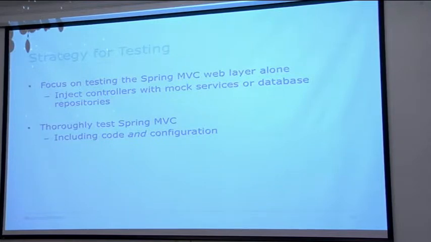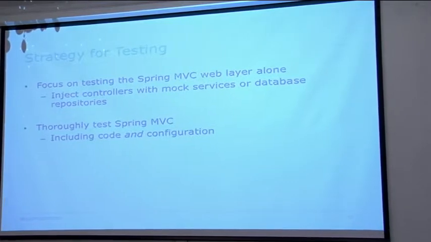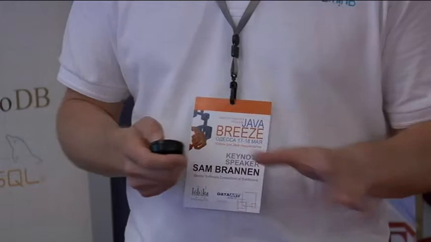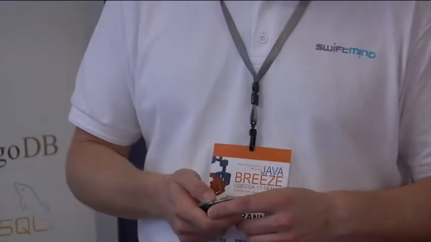And you want to thoroughly test your Spring MVC configuration and the code. So it's not just a unit test for the code. You want to test the configuration, make sure that you configured Spring MVC the way that you think you have, so that your request mappings are right, and so that your marshalling and automatic type conversion are happening as you would expect.